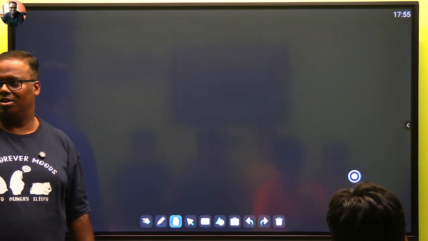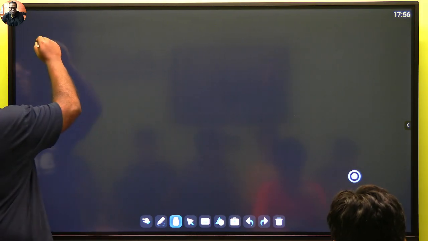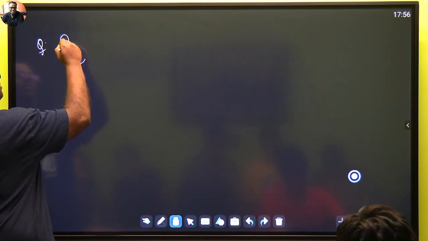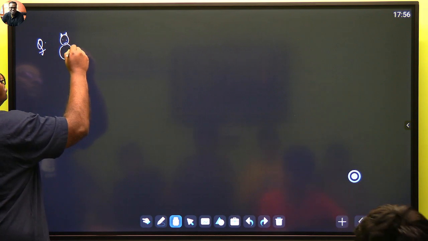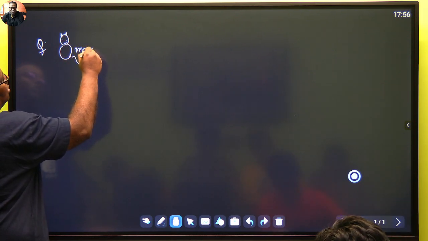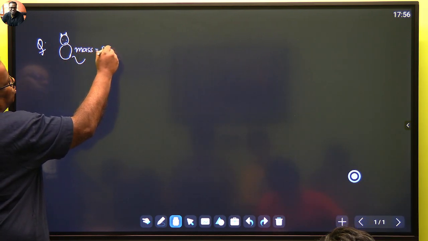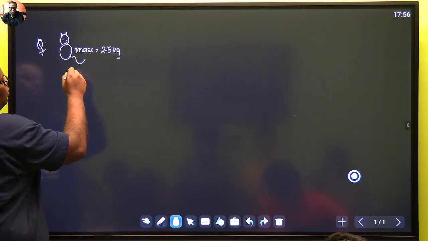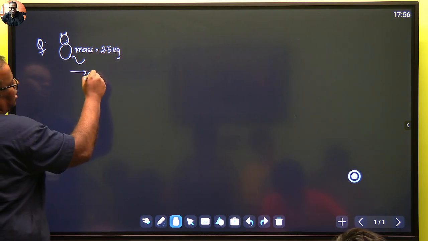Body mass 2.5 kg. Okay, let's do a problem. It says a cat, right? So we have a cat. The cat's mass is how much? 2.5 kg. Okay, 2.5 kg. Running. Okay, it is running. The cat is running.